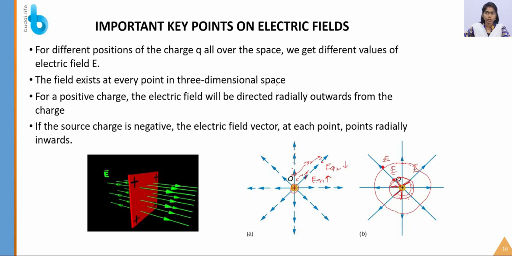That is, for different positions of charge, you will have different values of electric field, and the field exists at every point in three-dimensional space. And for a positive charge, it is radially outwards, and for a negative charge, it is radially inwards. This is a very important point. It may be asked as a very short answer.